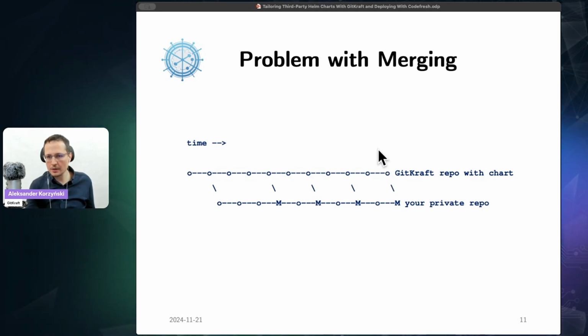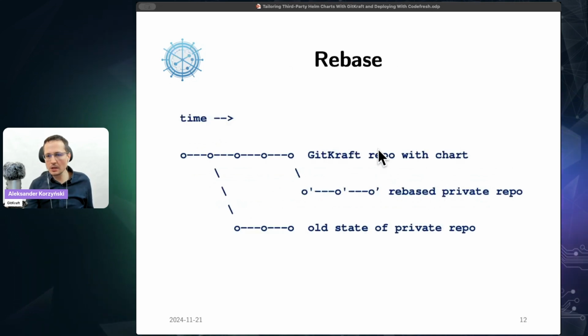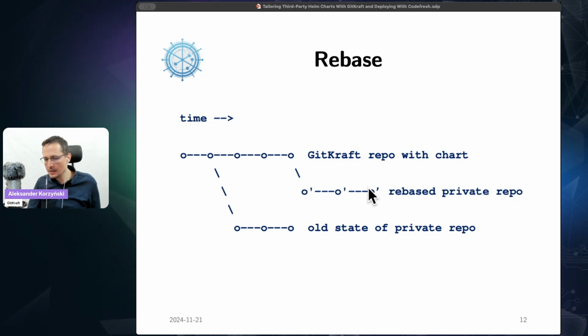So there's another option that I'm sure you're aware of. It's rebasing, right? So the idea is that, okay, this is the state of the private repo, the old one. This is the new release. And what rebase does is takes this particular commit and just cherry picks it here. This one here, this one here. And you end up with this state.